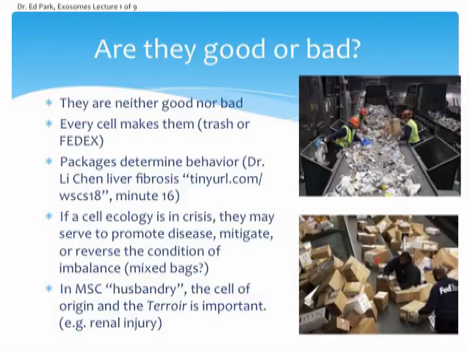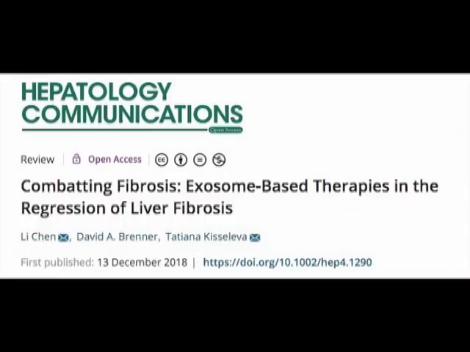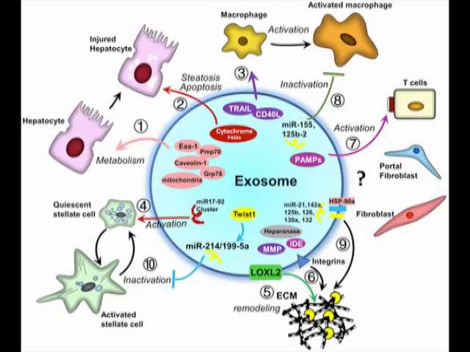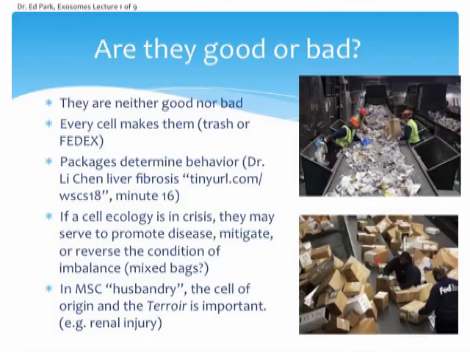If you look up this tiny URL that I created called WSCS18, that's tinyurl.com/WSCS18, around mid-16, there's an amazing study by Dr. Li Chen who shows that if you give exosomes from a patient who's curing their fibrosis of the liver, it will cure other people developing liver fibrosis. And another one of the lectures discusses that the exosomes from somebody who has breast cancer that's spreading will cause transformation of benign tissue.